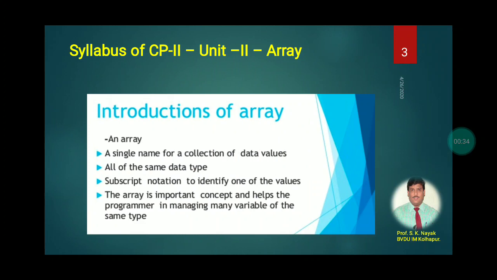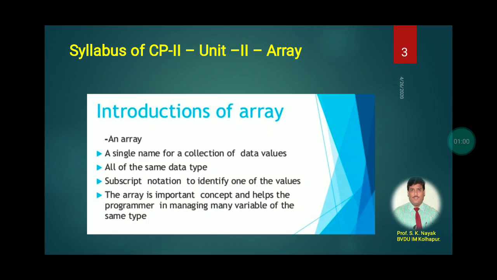An array is a single name for a collection of data values, all of the same data type. Subscripts and notations are used to identify one of the values. The array is an important concept and helps the programmer in mapping many variables of the same data type.